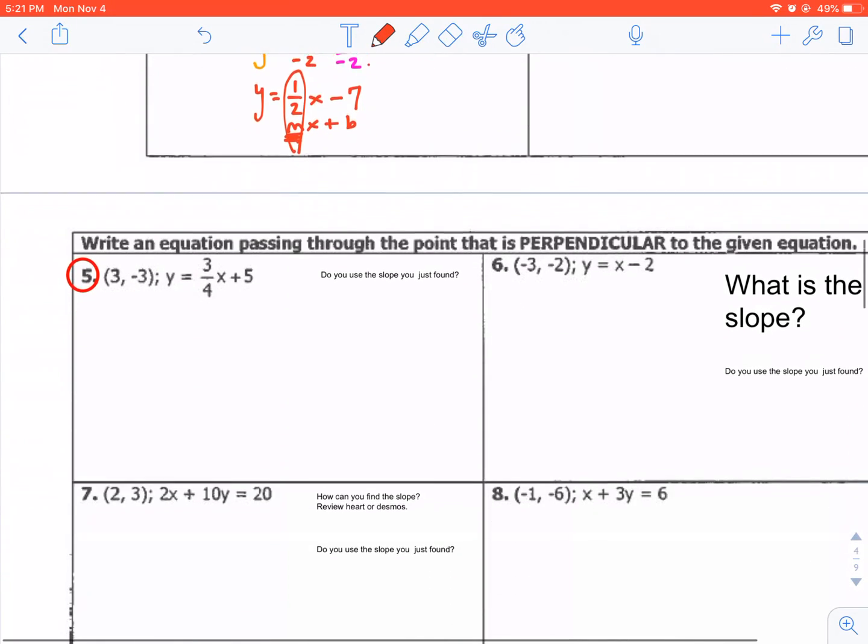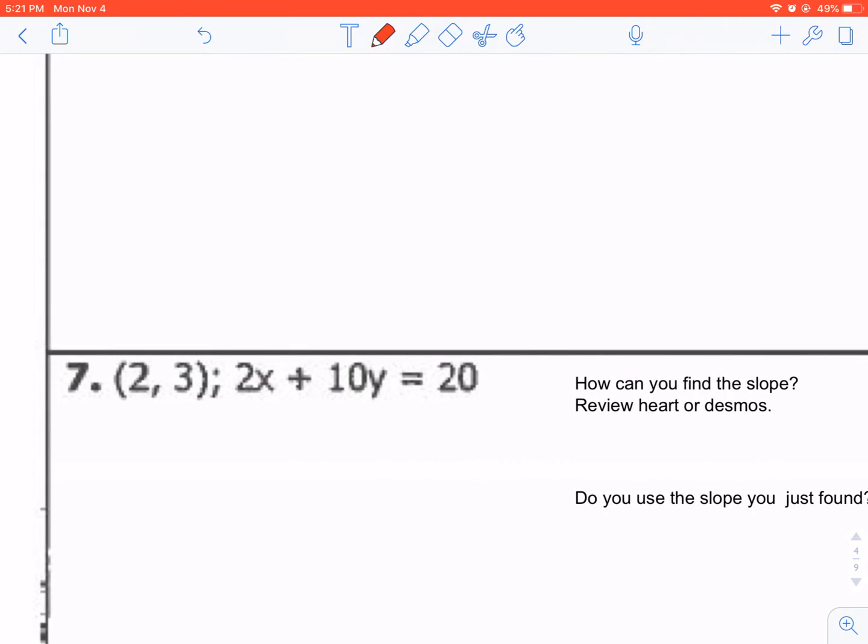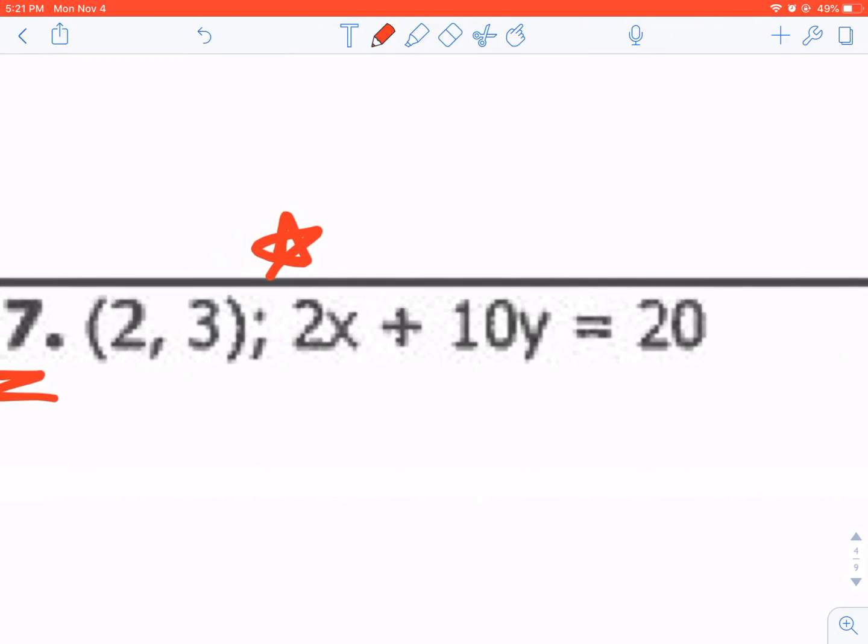You're also going to do those same steps whenever we get down to number 7. Since we can no longer just type that into Desmos and count, you will need to do the heart to find your slope.